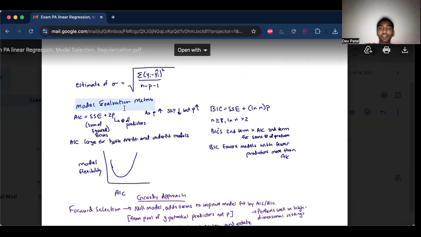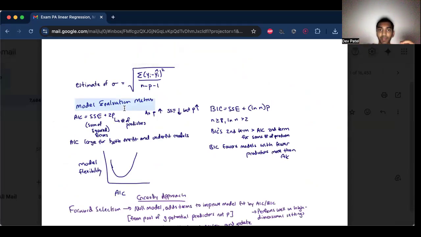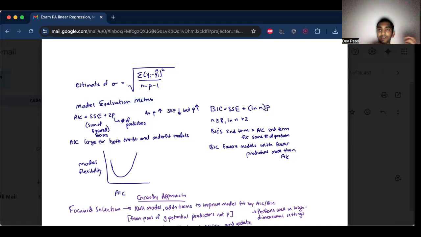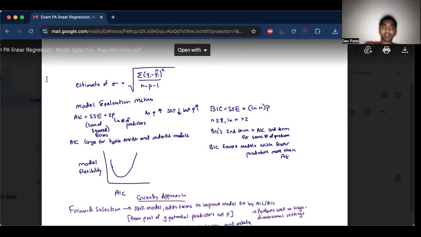We also have model evaluation metrics. After we fit a model, how can we evaluate it? How can we compare two different models? Well, we have two different metrics. One is AIC and one is BIC. We have the formulas here. You can see both of them include the sum of squared errors. The sum of squared errors is the sum of the squared differences between the actuals minus the predicted, so y minus y hat, squared, and then take the sum of that. That's SSE. And then we have 2p, where p is the number of predictors.